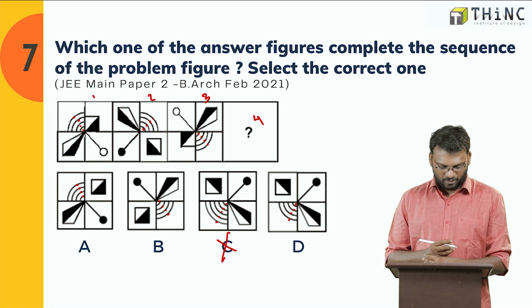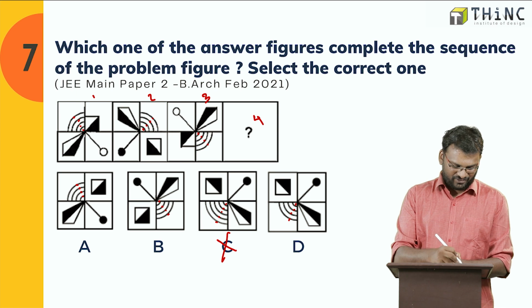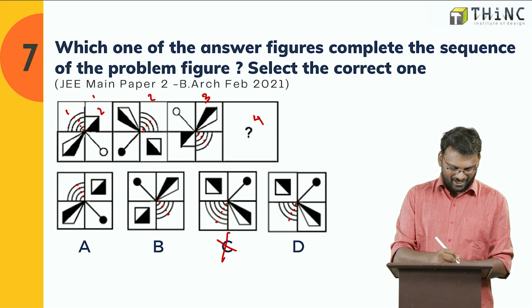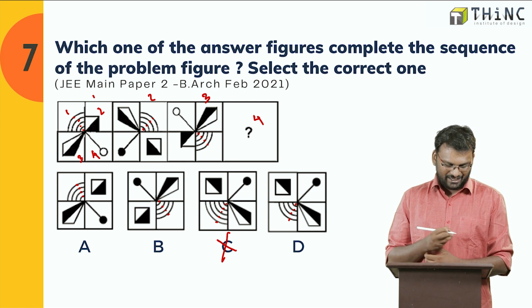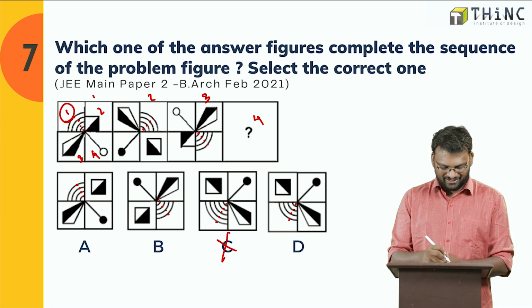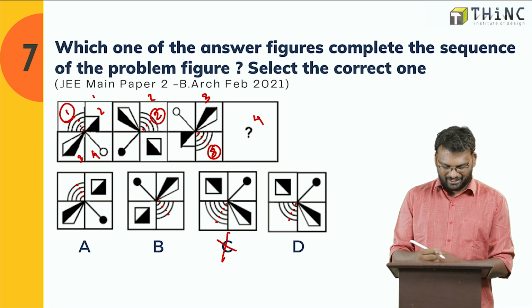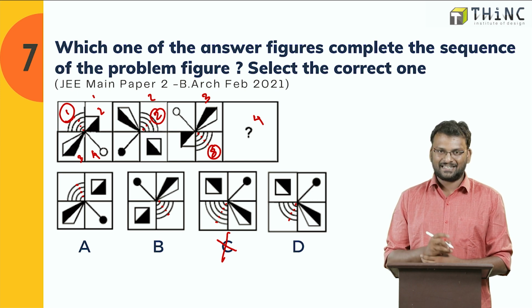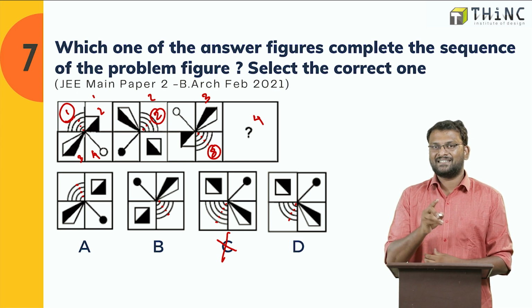Next we need to predict the position. I'm naming the quadrants 1, 2, 3 and 4. These are the 4 quadrants. In question figure 1, it is in the first quadrant itself. Now it moved to the second quadrant, and in the third figure it moved to the third quadrant. So the answer figure should have these arcs in the 4th quadrant. This is the second logic.